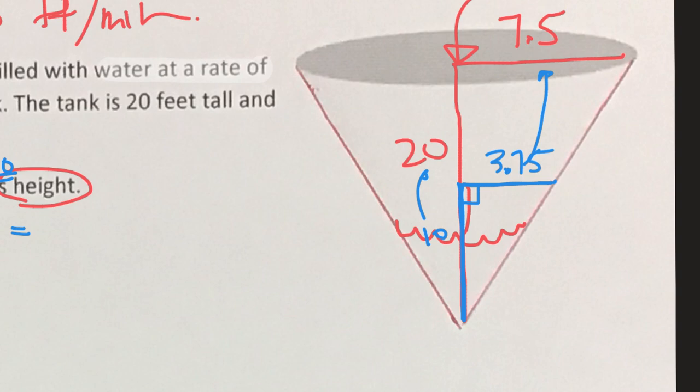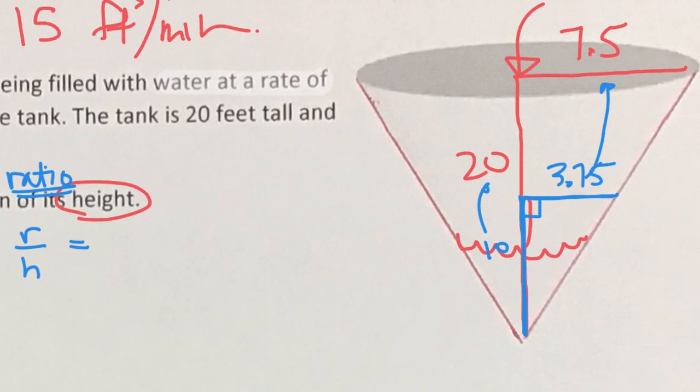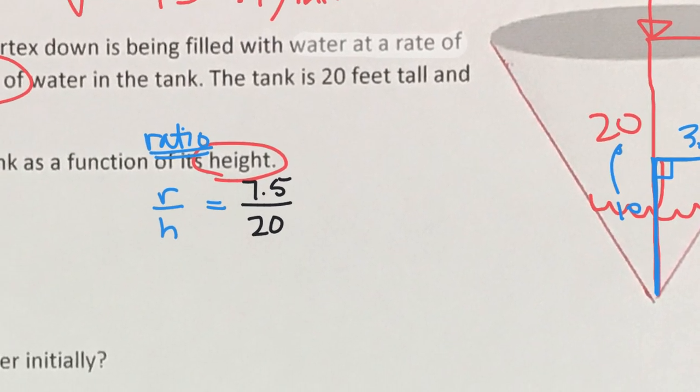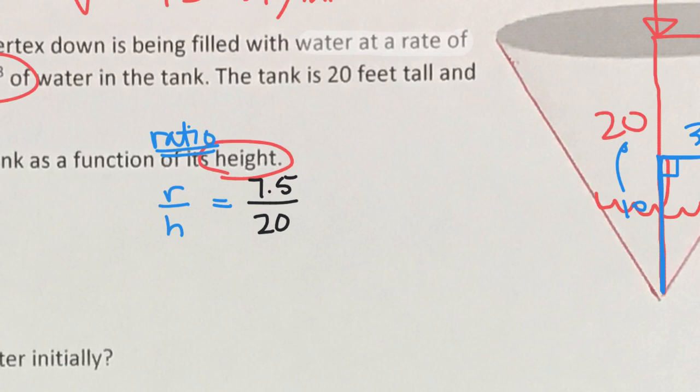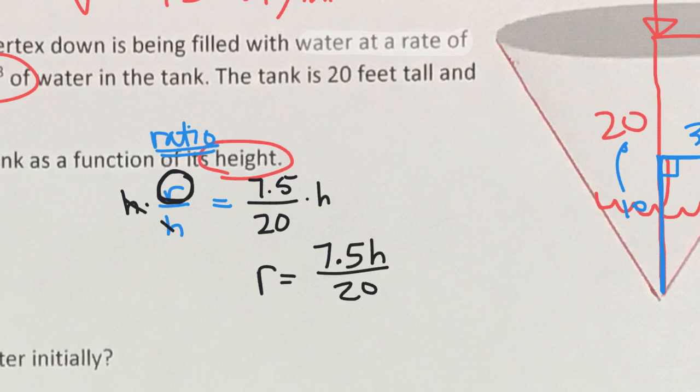Well, we write r over h is in proportion to 7.5, the maximum radius, over 20, the maximum height. So we're using these values that come from your problem in order to set up your ratio. And this says as a function of height, so I need to solve for r over here. And I do that by multiplying by my denominator. So my radius is 7.5 times the height divided by 20.